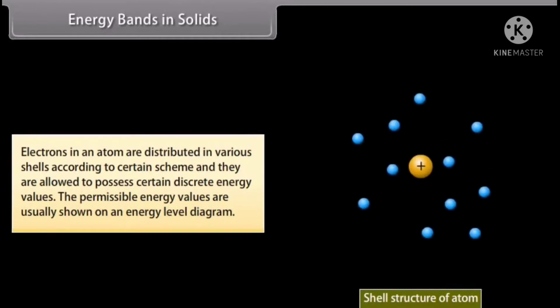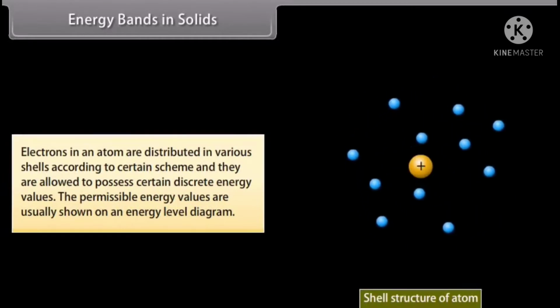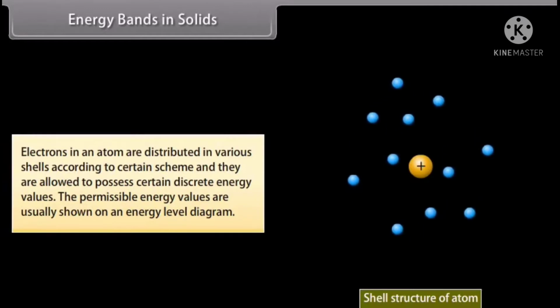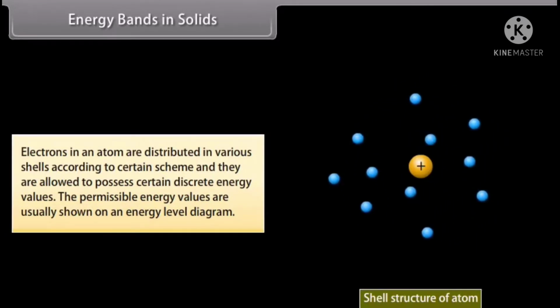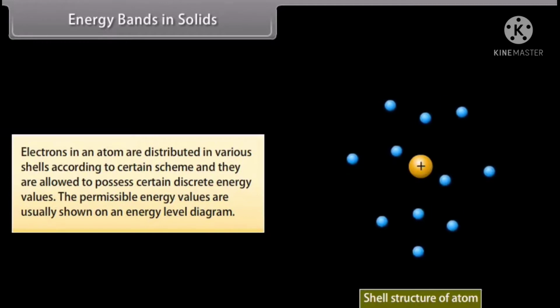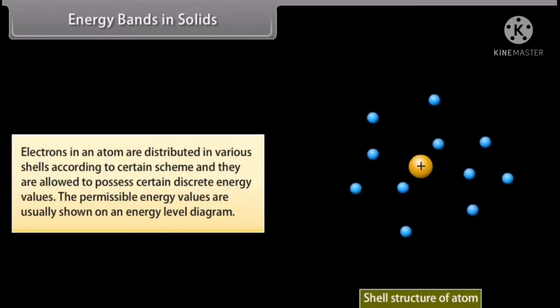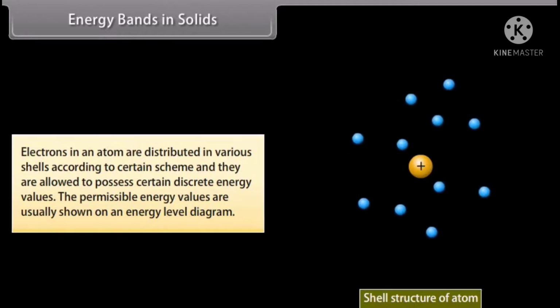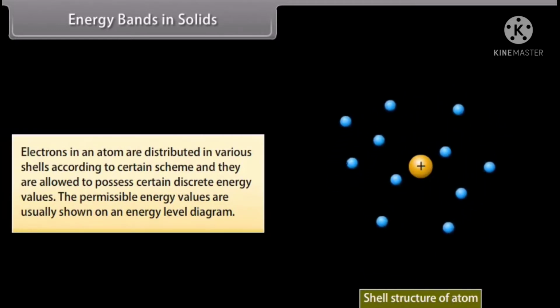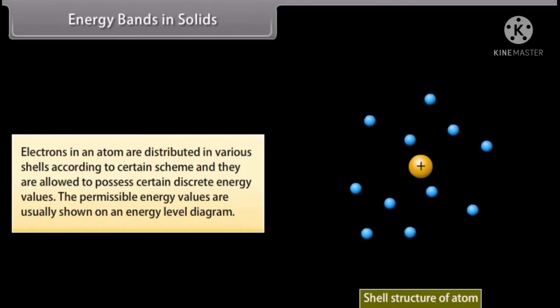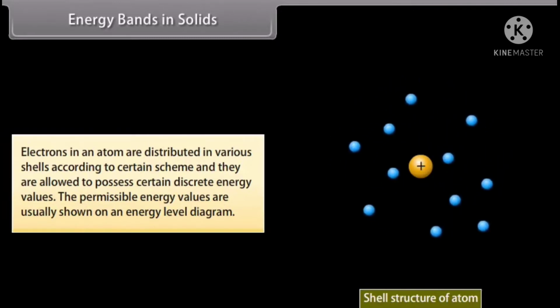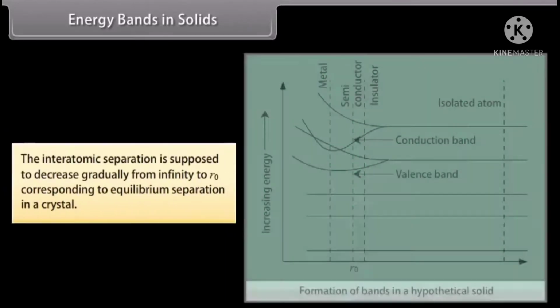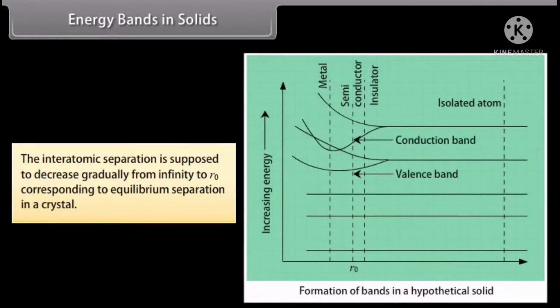Energy bands in solids. Electrons in an atom are distributed in various shells according to certain scheme and they are allowed to possess certain discrete energy values. The permissible energy values are usually shown on an energy level diagram. We consider the formation of bands for the energy level normally occupied by the valence electrons and the next level above it. The interatomic separation is supposed to decrease gradually from infinity to R not, corresponding to equilibrium separation in a crystal.